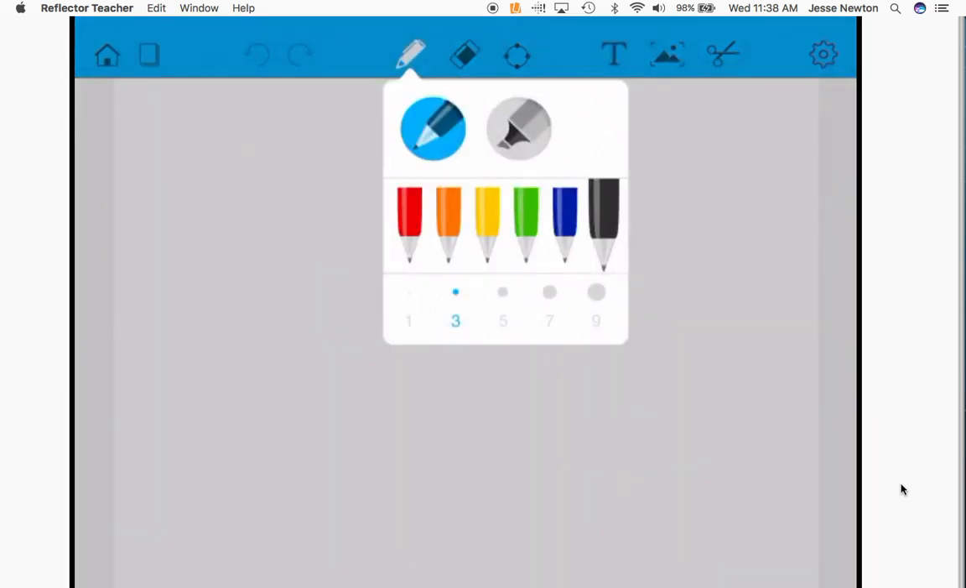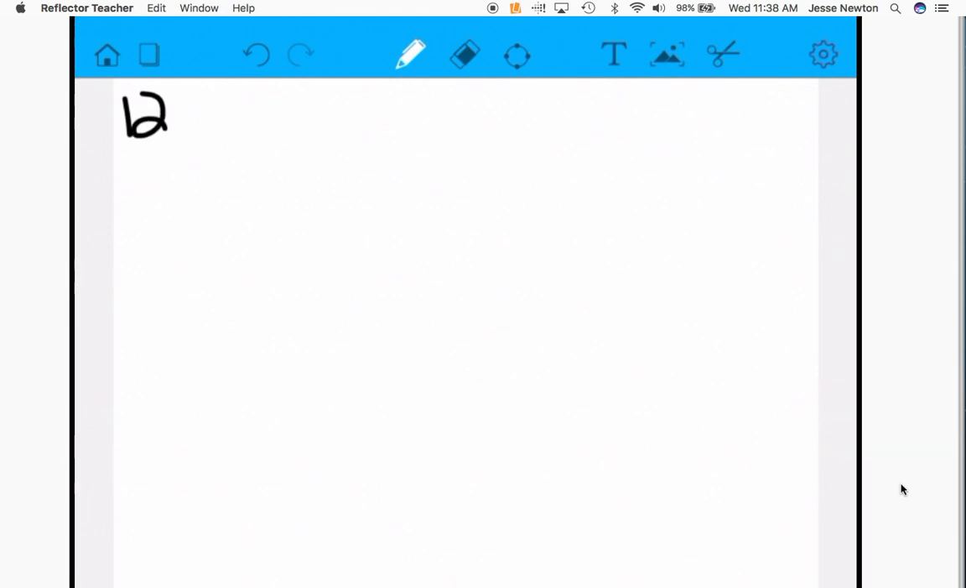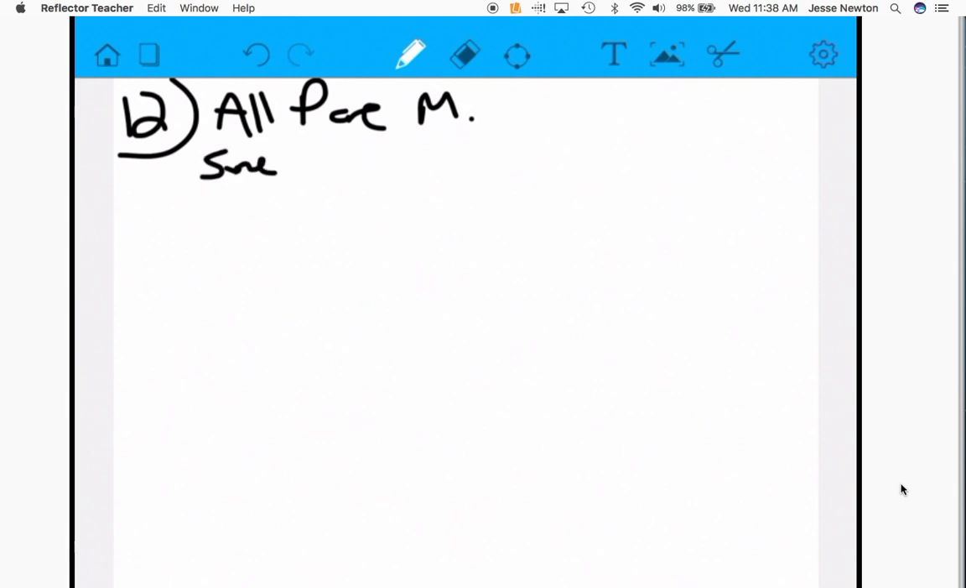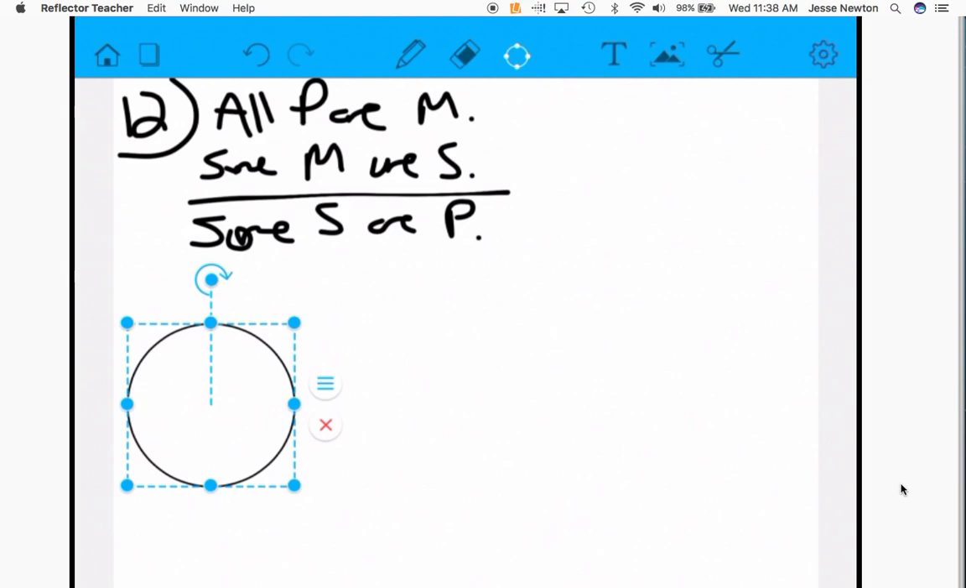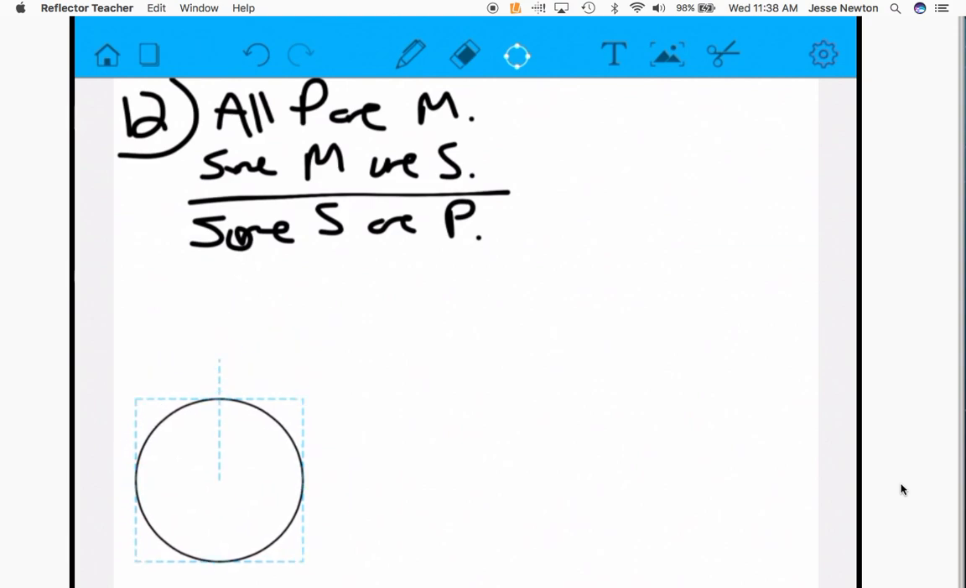All right, in the home stretch now, people. Number 12. All P are M, some M are S, and then some S are P. All right, let's draw our circles here.